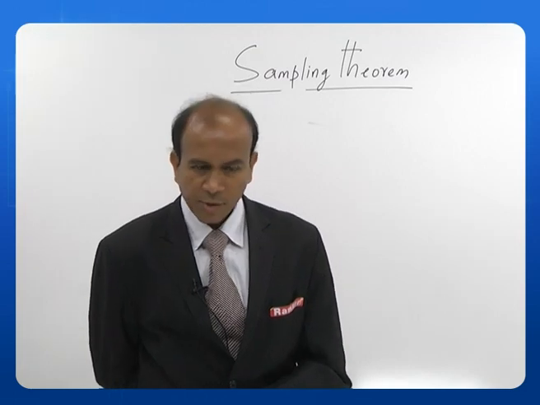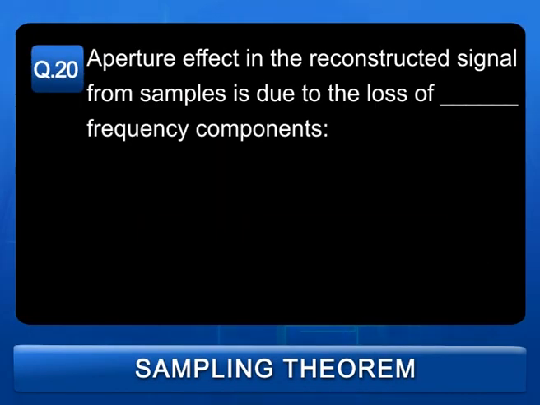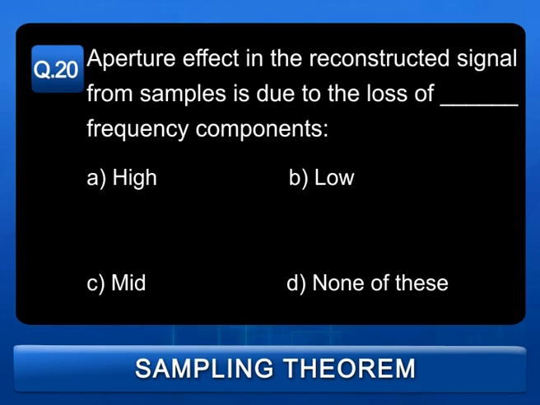Let us see the 20th question. The aperture effect in the reconstructed signal from samples is due to the loss of dash frequency components. So, what is the aperture effect? A high, B low, C mid and D none of these.